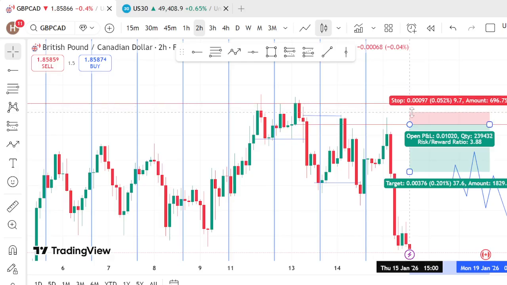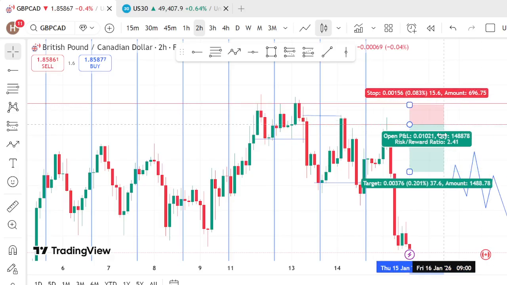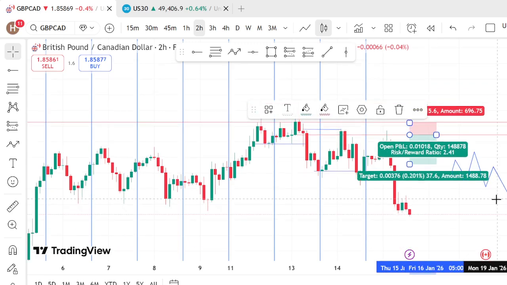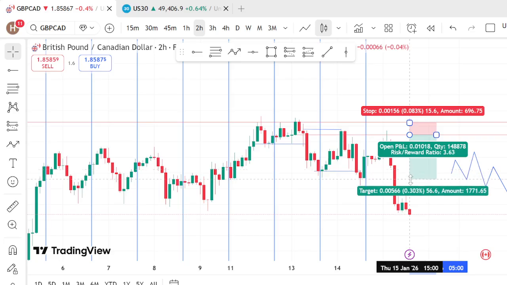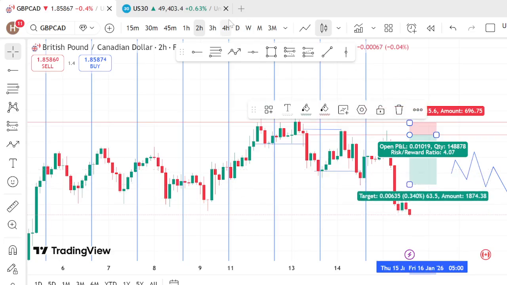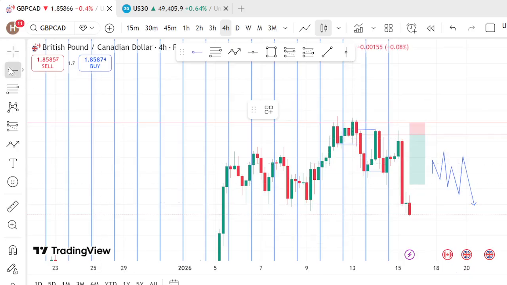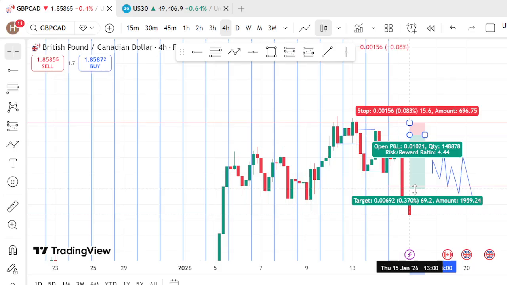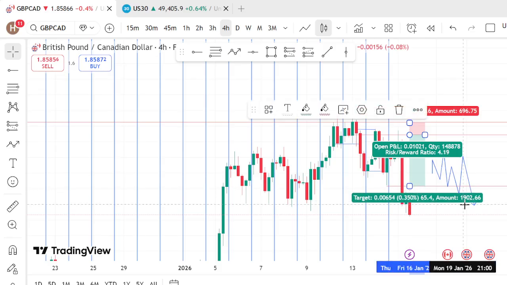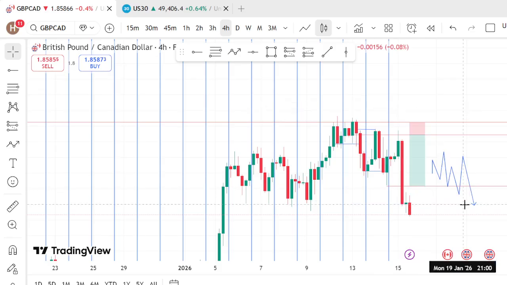Normally my stop loss is supposed to be here, but I just gave it room to breathe, and then target this low on 4 hours, not this low on 4 hours. Yeah, exactly, this particular 4 hours low. That's what I did. Target this particular 4 hours low, and that was it. So easy. And that gave me a 1:4.